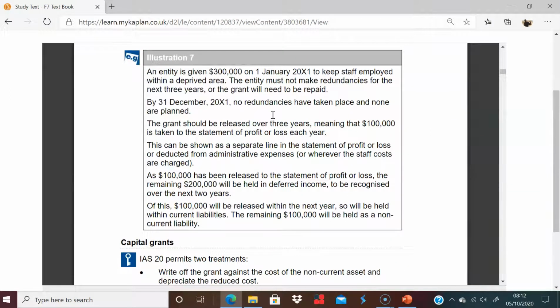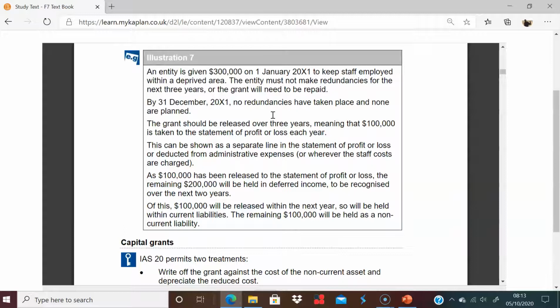Entity gets 300 grand to keep staff employed in an area. Entity must not make redundancies for the next 3 years, or the grant will need to be repaid. So by the first year, no redundancies have taken place and none are planned. So you've got debit bank. What you currently have right now is debit bank, credit deferred income. So what it really wants is, like I say, it should be recognized over the period; you're supposed to release that grant over the 3-year period.